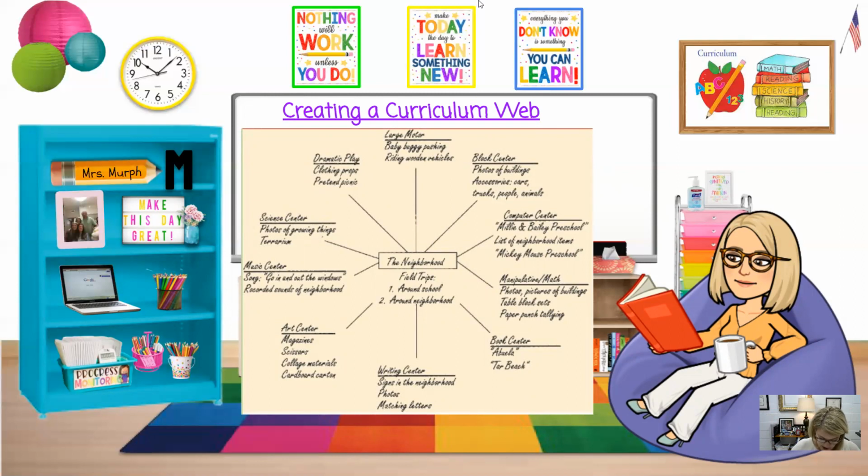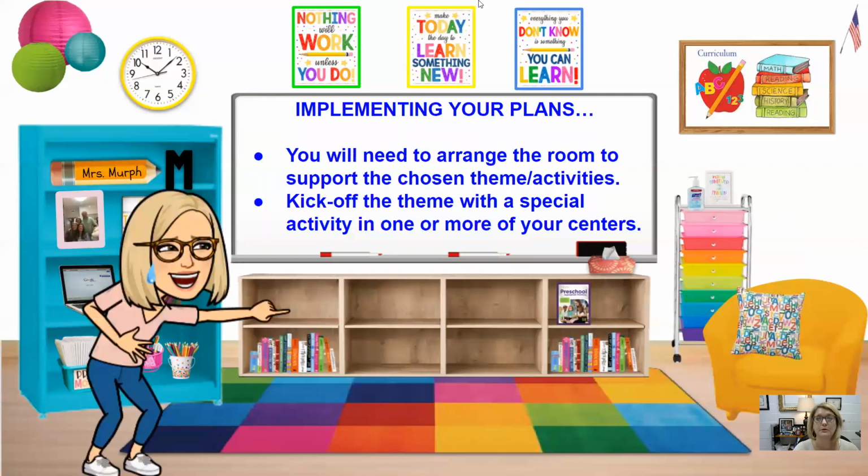Once we've created this web, we're going to implement our plans. So what are we going to do? We've got to arrange the room to support the chosen theme and the activities within the centers. And once we get that going, we're going to kick it off with maybe in one center, two centers, some kind of special activity that encompasses that neighborhood theme we've got going on.